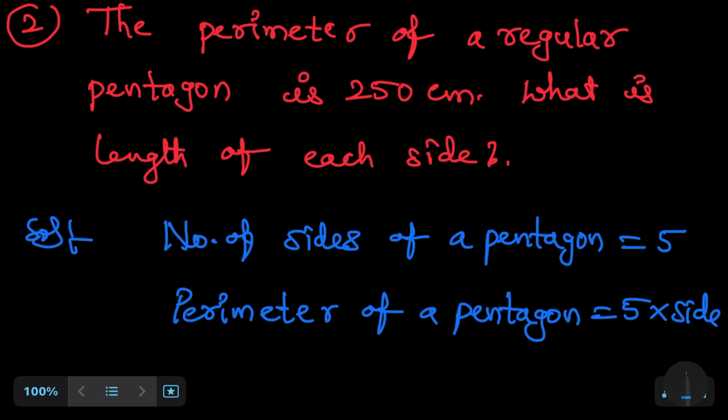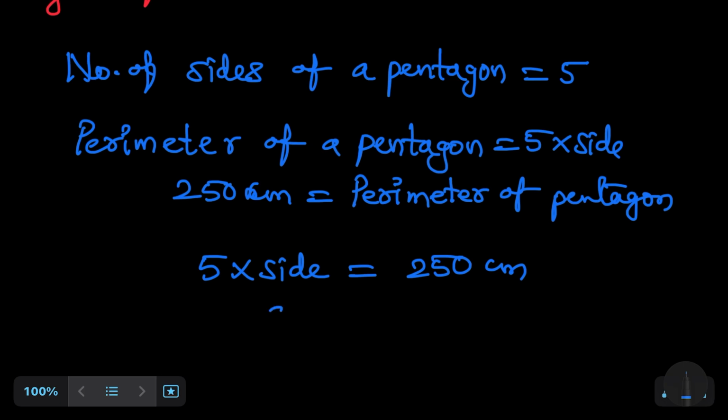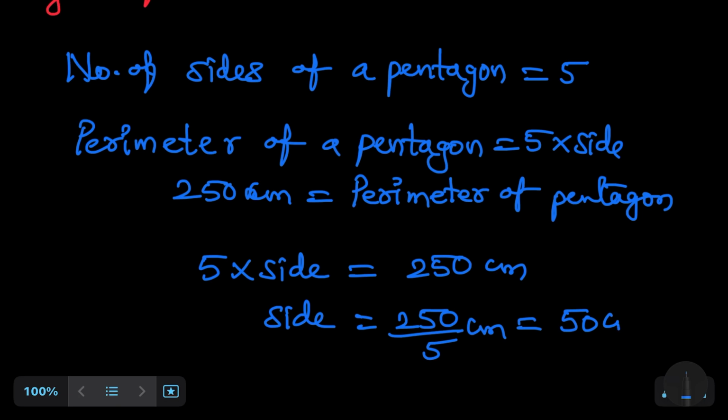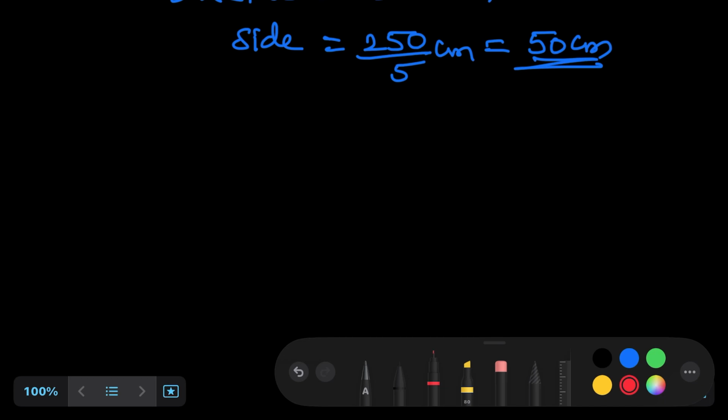How much have they given? 250 centimeters is the perimeter of the pentagon. So equate 5 into side is equal to the perimeter of the pentagon, 250 centimeters. Side is equal to 250 by 5 centimeters. 5 5s are 25, 0. 5 50s are 250 centimeters. So the side of the pentagon is 50 centimeters.